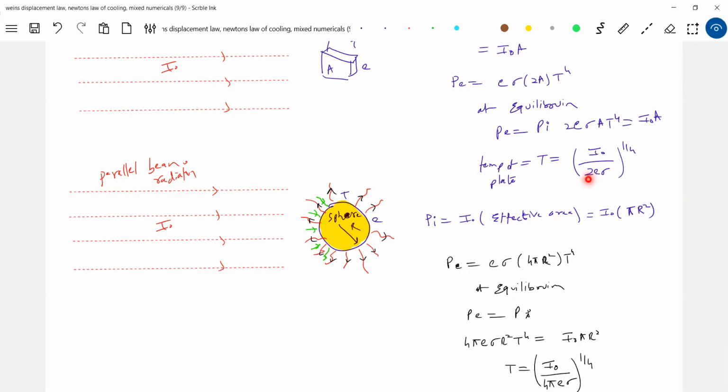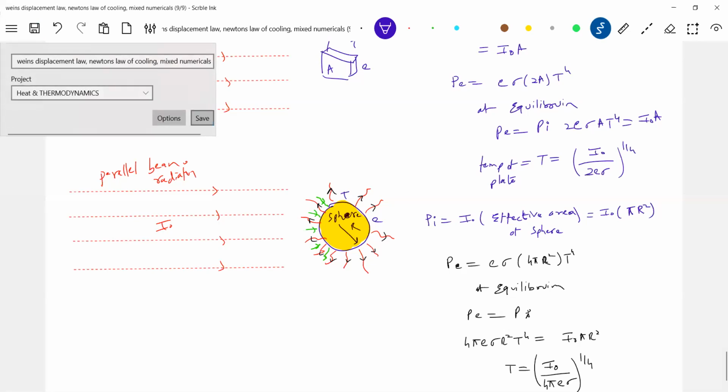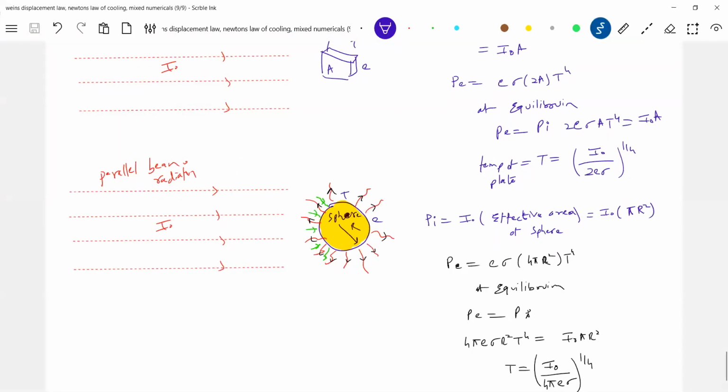Students usually ask, okay, so why pi r square? Why not 2 pi r square? It is the effective area of the sphere. Pi will not be there in the denominator. Okay, I brought pi on, I'll remove this. Yes, 4 E sigma will be there. Okay, these are simple idea-based questions.